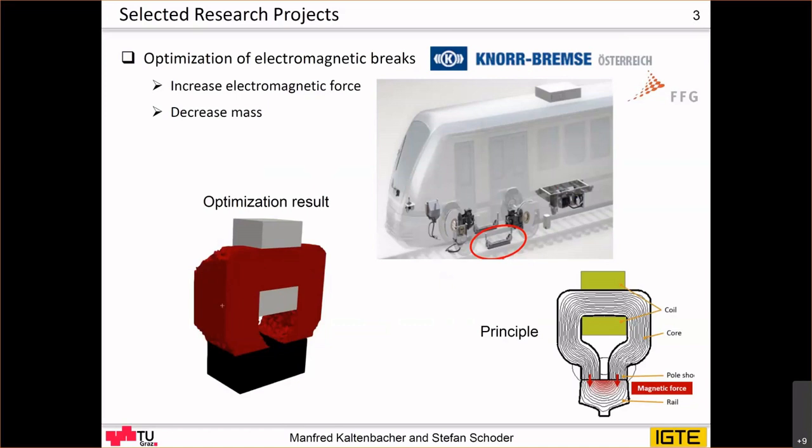Actually, all things we do are optimizations, but very often we just do simulations, look at the results, and have an idea how to change the geometry or the material. But a big part within our institute deals with special optimization algorithms so that this can be performed automatically.